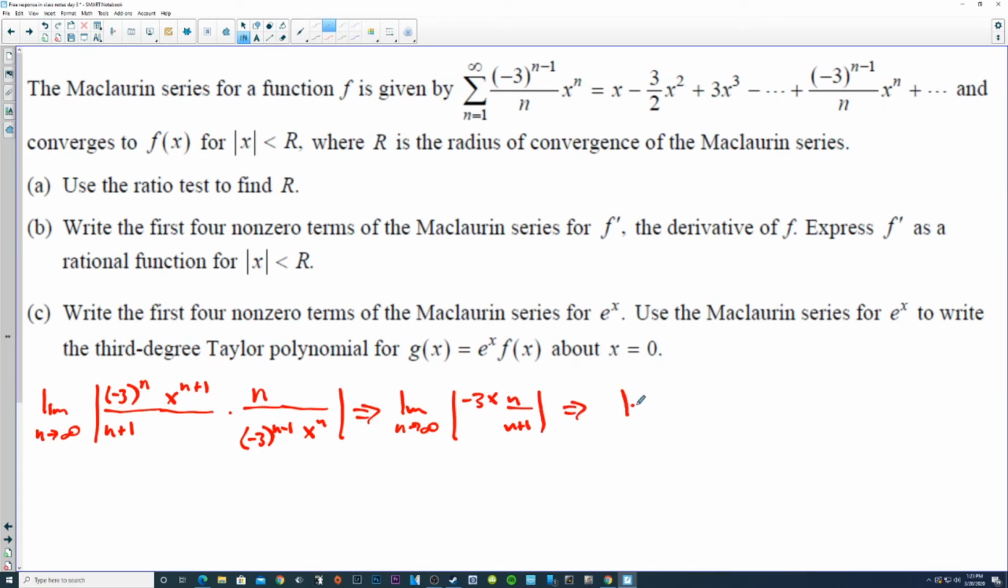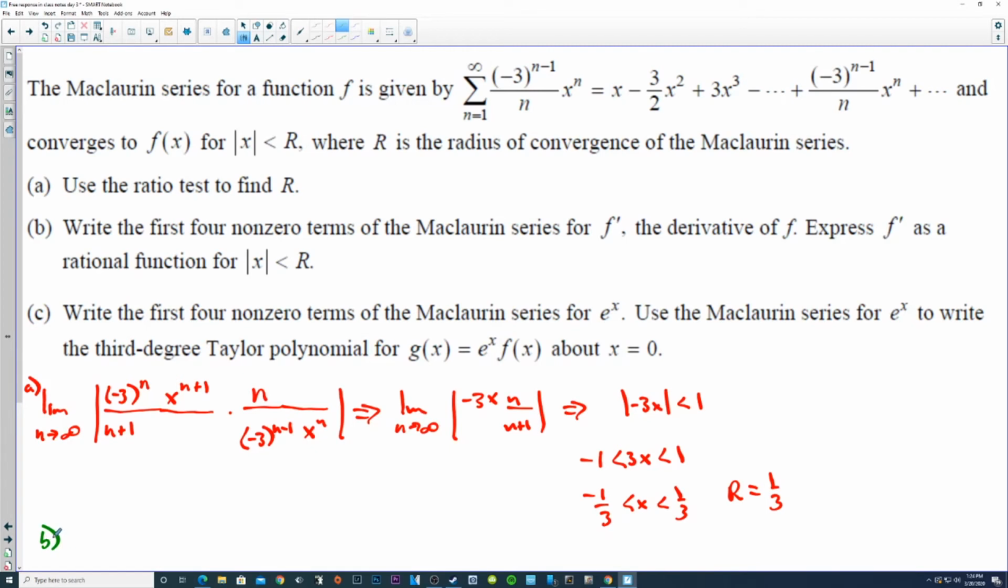Well, now we have the absolute value of negative 3x has to be less than 1. So negative 1 is less than, this negative doesn't matter, 3x is less than 1, divide by 3. Negative 1 over 3 is less than x is less than 1/3. It says find r. R is equal to 1/3. So we're centered at 0, and we have a radius of 1/3. So there's letter A. Let's go with B. What does B have to say?